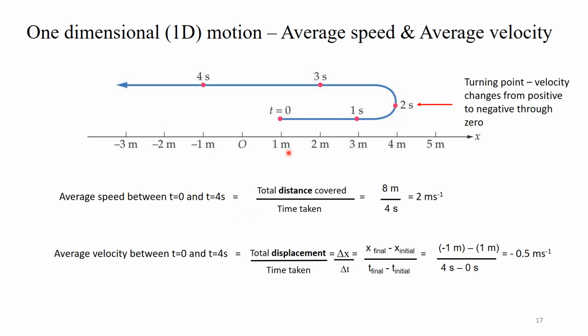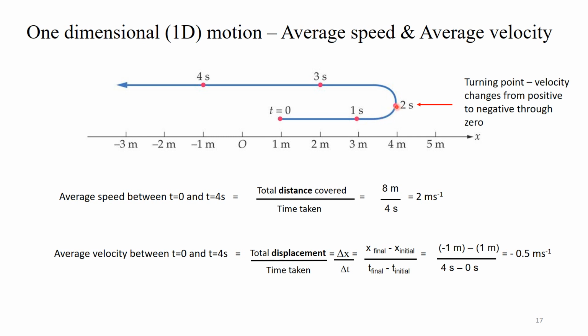Okay, so example of the velocity and speed here. So this object starts at x equals 1 meter at time 0. Then it goes to the right up to x equals 3, then x equals 4. But then it turns around and keeps going until x equals negative 1. Okay, so we say at time 2 seconds, we have a turning point because the object is changing direction.